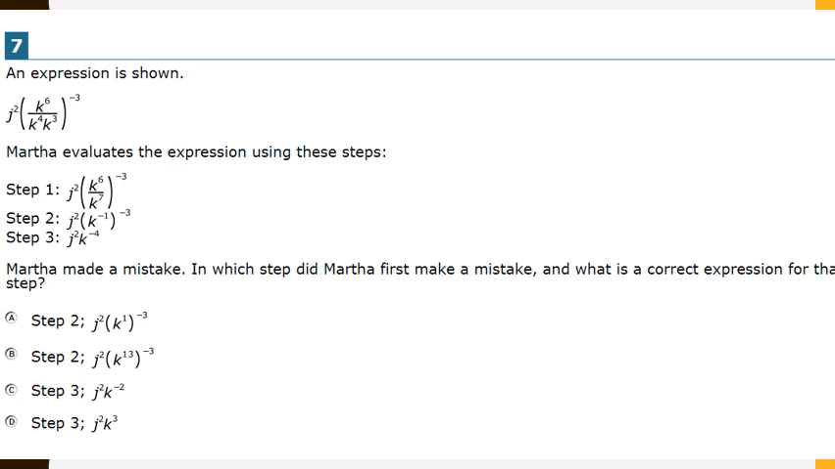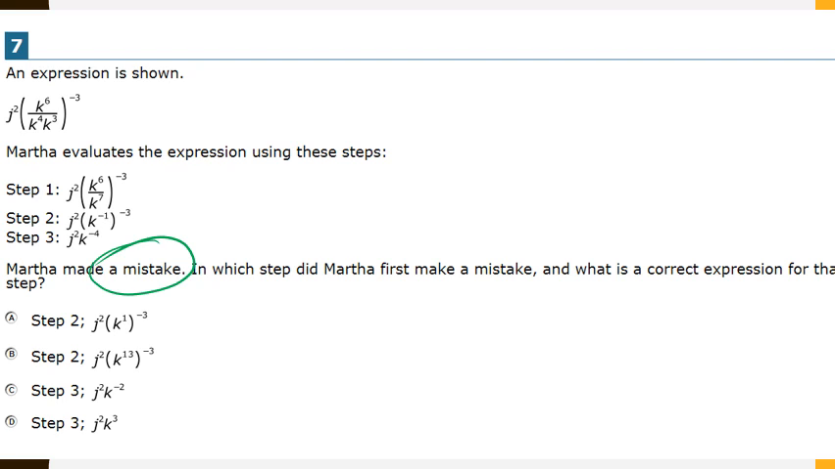Next problem here looks crazy, but one big thing that I do not want you to do on this test is get intimidated by things that look super complicated, because when you dissect them, they definitely turn into stuff that is much, much easier. So it says the expression is shown, and Martha evaluates the expression using the steps that are shown in steps 1, 2, and 3. Now it said for us that she made a mistake. Our job here is to double check on Martha's work and see where the mistake was made.